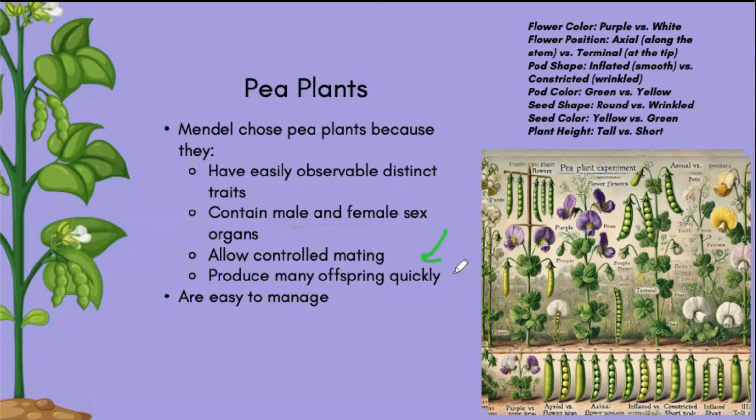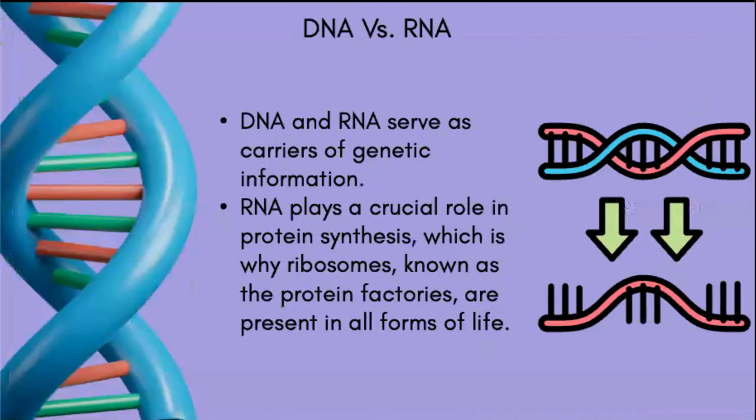Also, you could produce a lot of offspring over a period of time. It's not like humans where you have to wait a whole lifespan for something to grow and then continue to reproduce. Pea plants are pretty quick to produce offspring, which means that you could study them very easily.